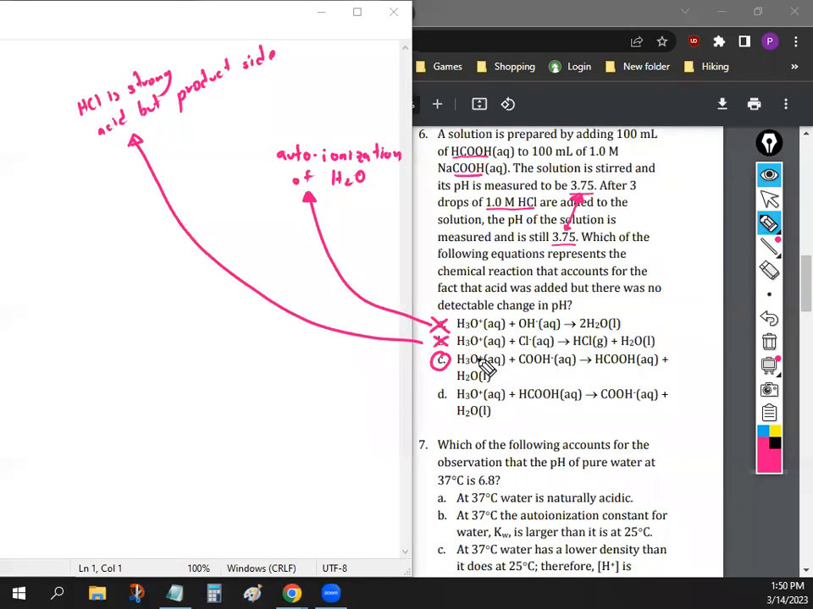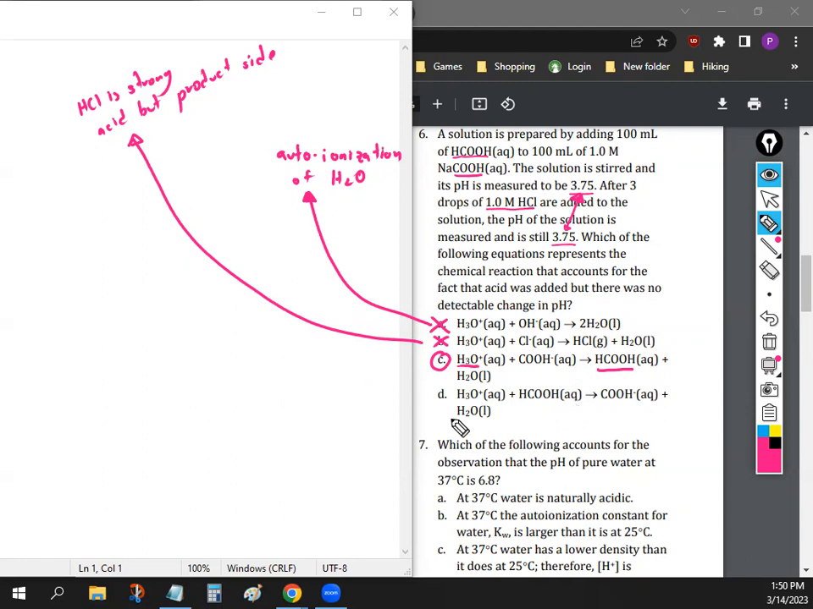That does work too. If you take a look at D, if there is no detectable change in pH, that means you're still going to require an acid on the other side of the reaction. So if you take a look at C, you have an acid in H3O plus, and you have an acid right here. So you have a 1-to-1 mole ratio, one acid molecule on one side, one acid molecule on the other side, so there's no real net change in the acidity.